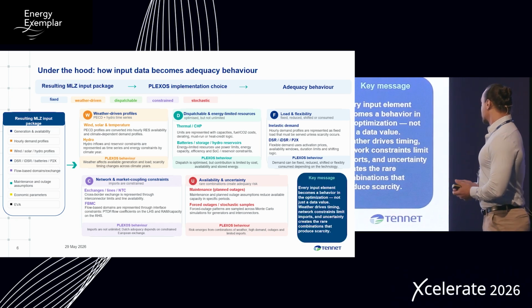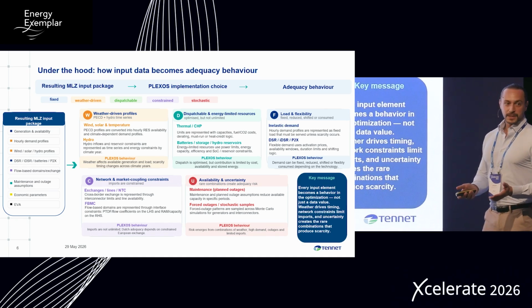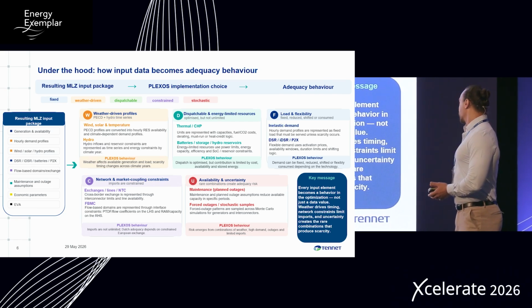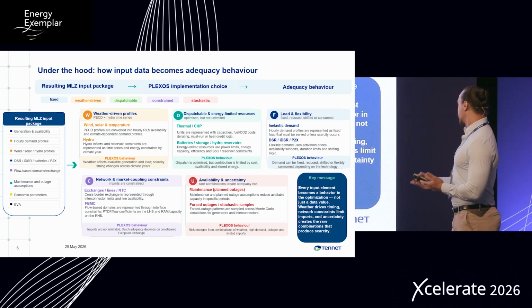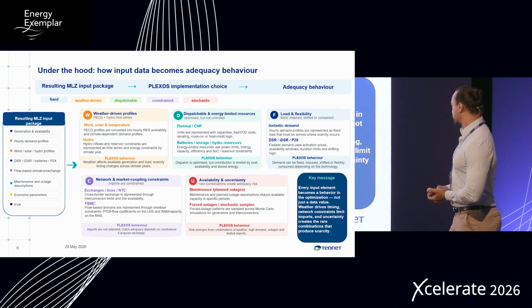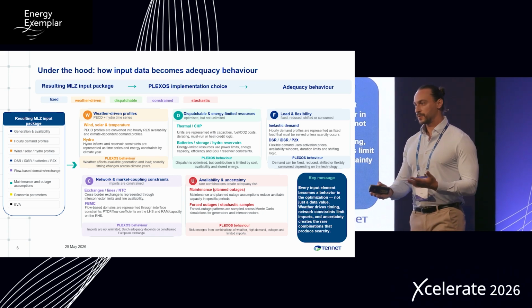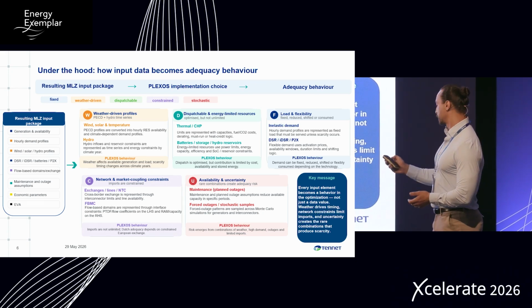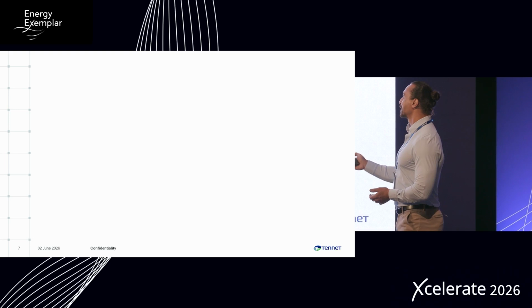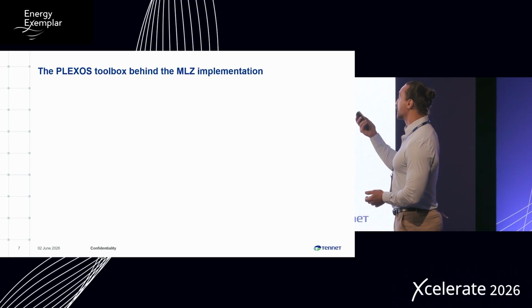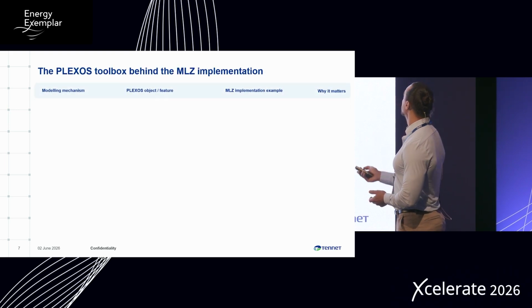So every input element becomes a behavior in the optimization, not just a value. Weather drives the timing, network constraints limit the imports, and uncertainty creates this situation where we have scarcity hours. Now let's go finally to the modeling in PLEXOS that we use for the MLZ.